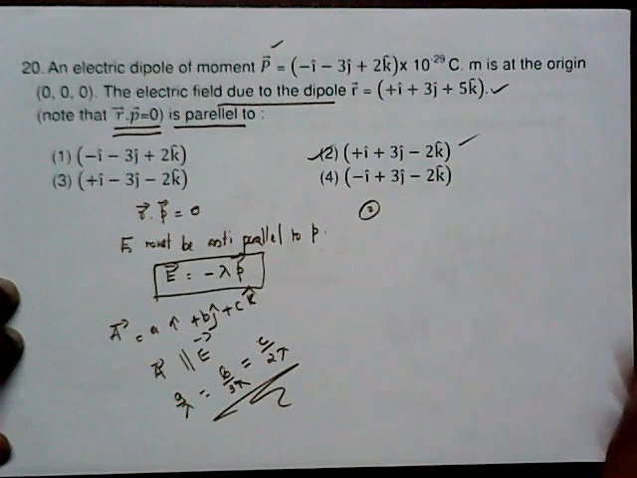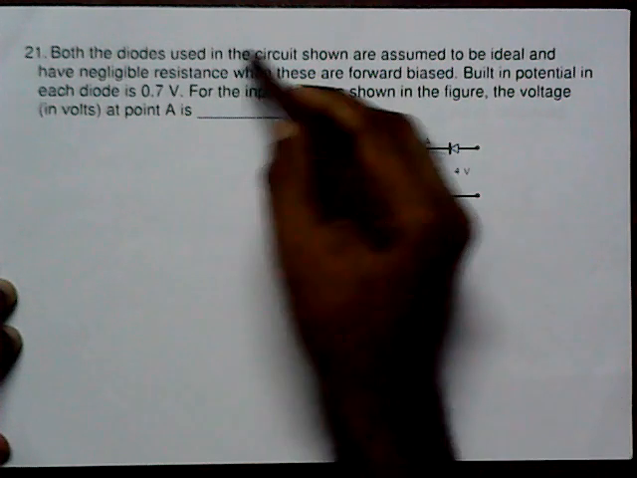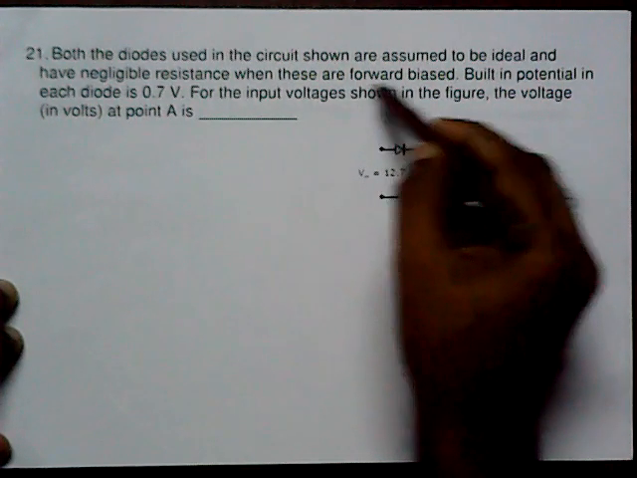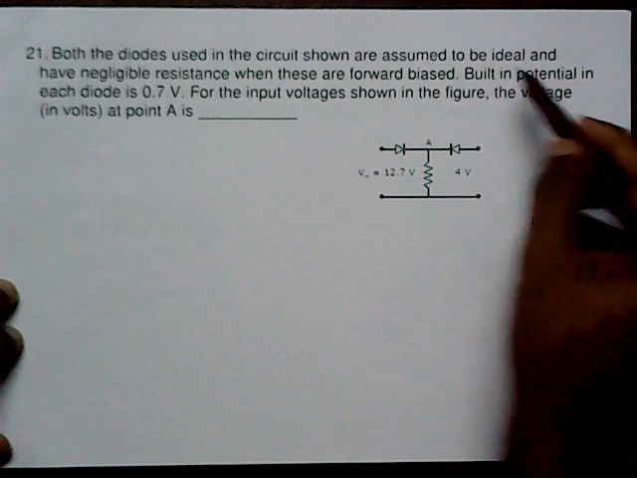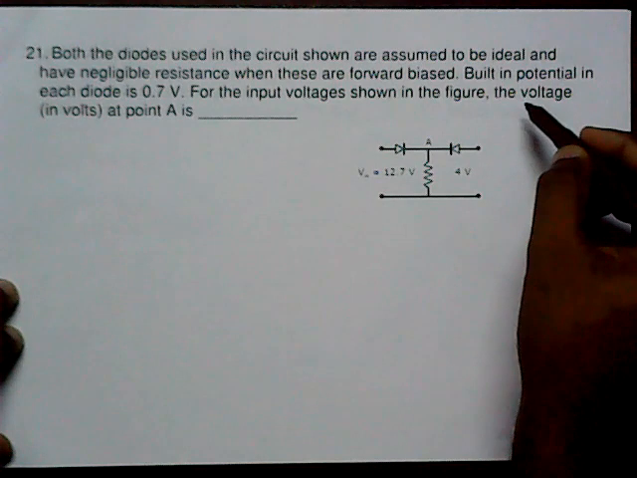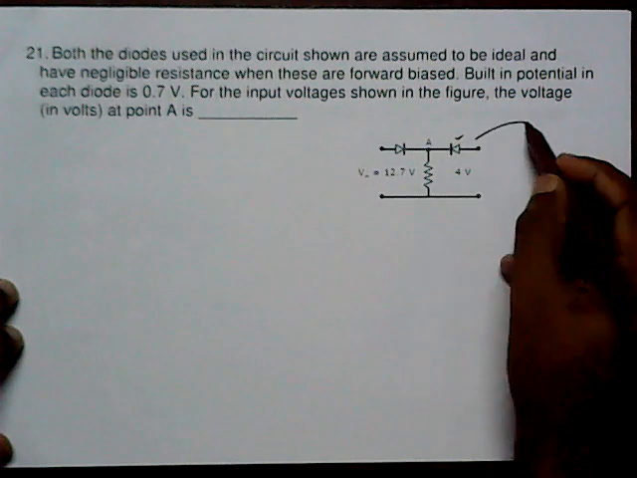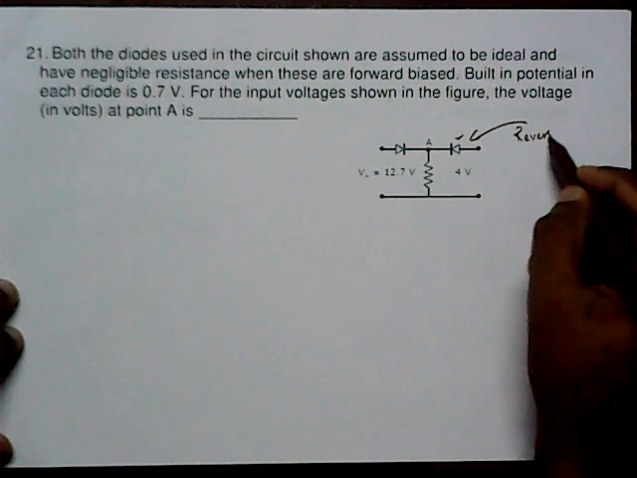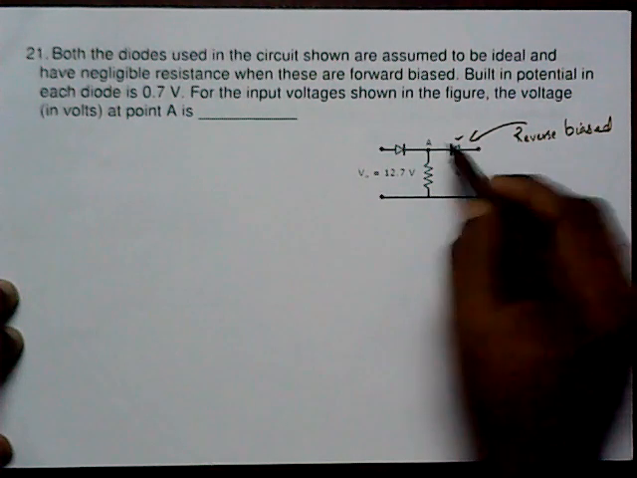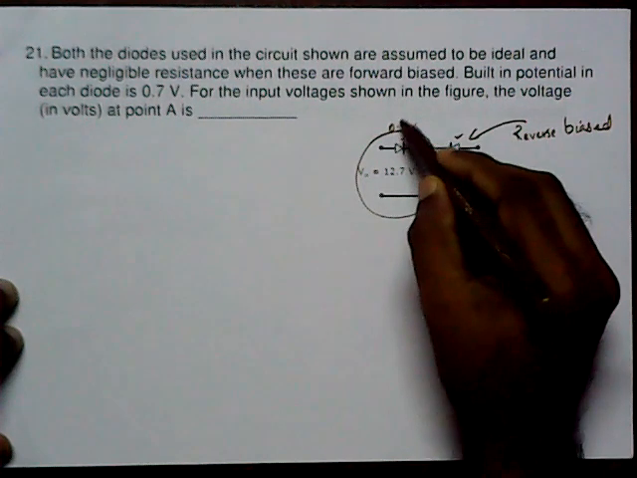A good logical question. Number 21. Both the diodes used in the circuit shown are assumed to be ideal and have negligible resistance when these are forward biased. Built-in potential of each diode is 0.7 volt. For the input voltage shown in the figure, the voltage at the point A is what? But keep in mind here, that is a reverse biased one. So that means this potential is restricted in this region. Here the built-in potential is there, 0.7 volt.